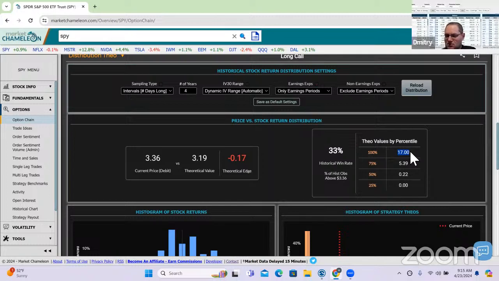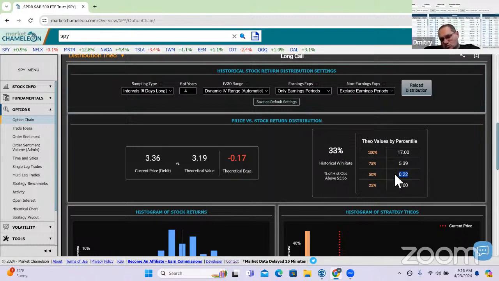What about 75% of the observations? So 75% of the observations were below $5.39. So what that means is the top 25% were between $17 and $5.39, but 75% were below $5.39. Okay. What about right in the middle? So 50th percentile, half of them were above, half of them were below. That was 22 cents. Okay.